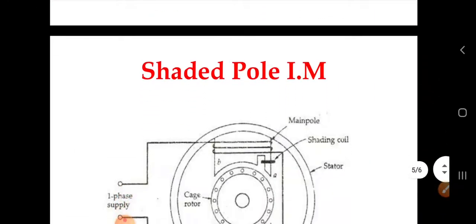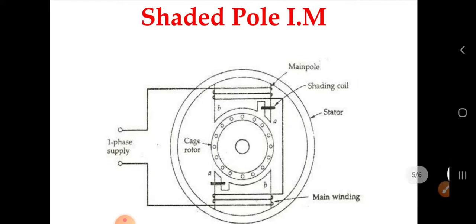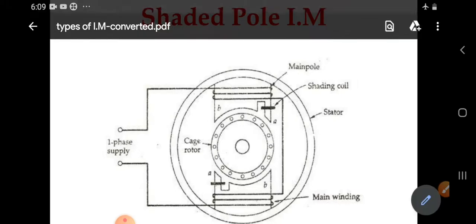Again, the last one is the shaded pole induction motor. What is the shaded pole induction motor? So, this is the two pole shaded induction motor. When the supply is connected to the winding, the alternating flux, that means AC flux, is induced in the core of the rotor. This is the core of the rotor.